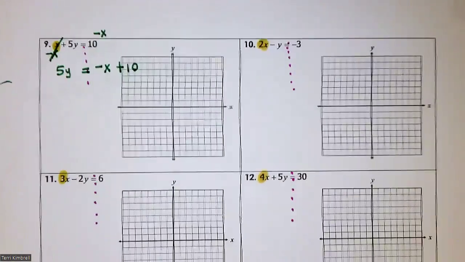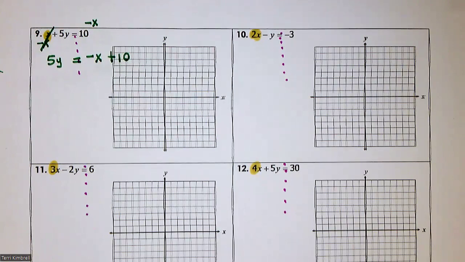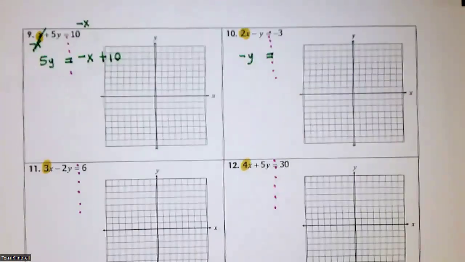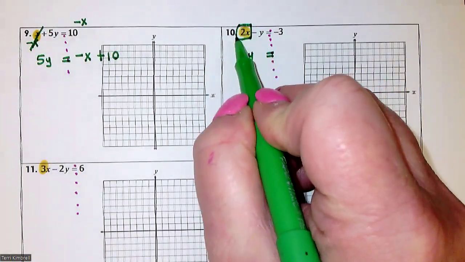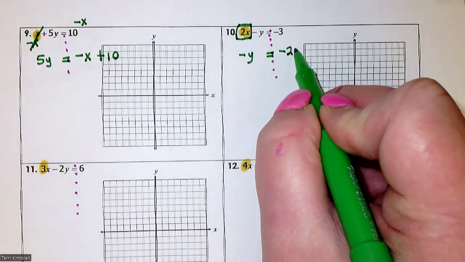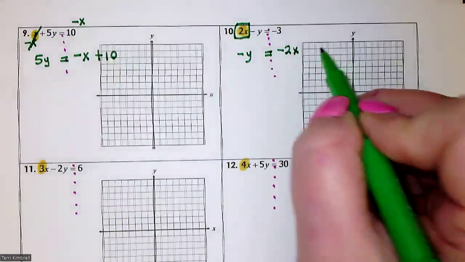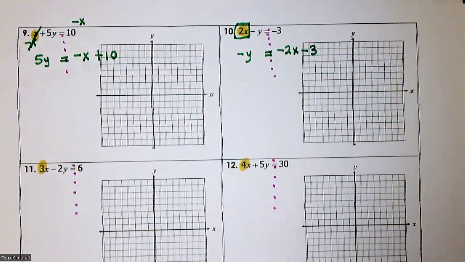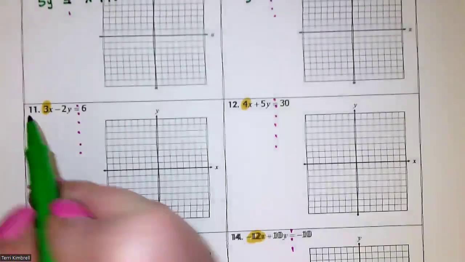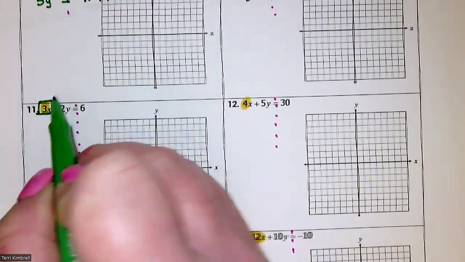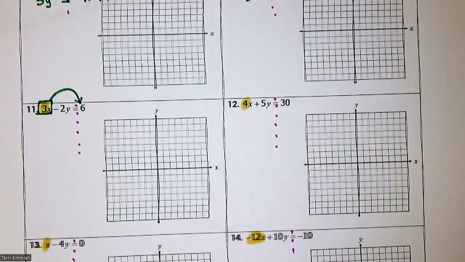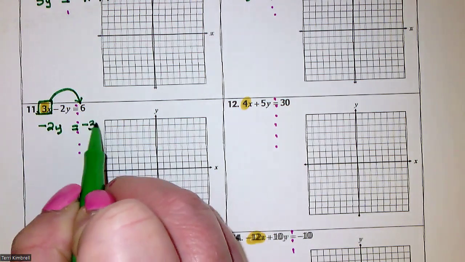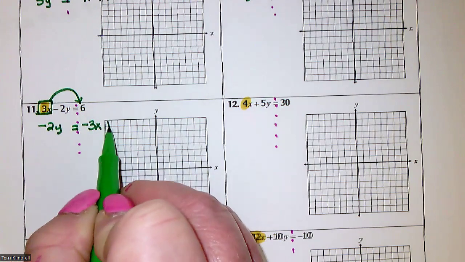So we're going to move the X, put him in front, change his sign. So here, we're going to have a negative Y equals, move the X, put him in front, change his sign. So he's positive, now he's negative, and the minus 3 stays the same. The only thing you're changing the sign of is the X, okay? Move the X, drop him in front, change his sign. So we would have negative 2y equals negative 3x, leave that plus 6.